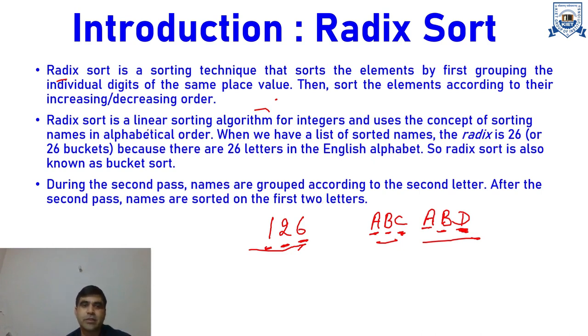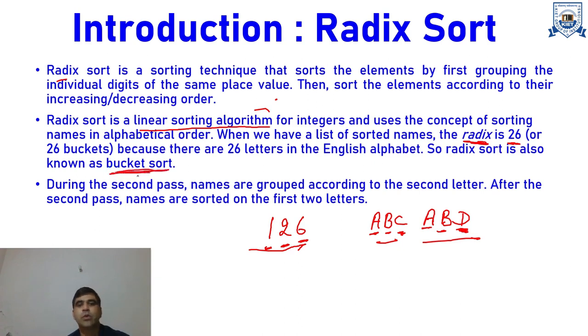So it's a linear sorting algorithm for integers that uses the concept of sorting names in alphabetical order. Radix means the base. The base is 26 when we are comparing strings, because there are 26 characters in English, from A to Z, so we'll have 26 buckets. If we are sorting integers, then because the integer number system has base 10, we'll have 10 buckets.